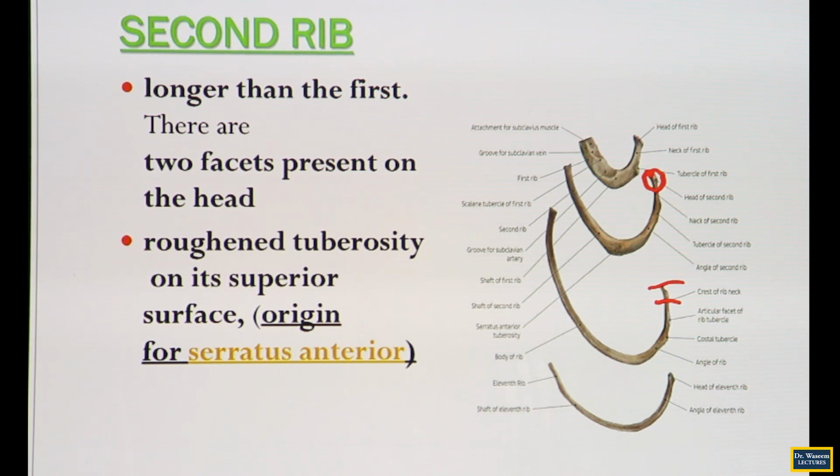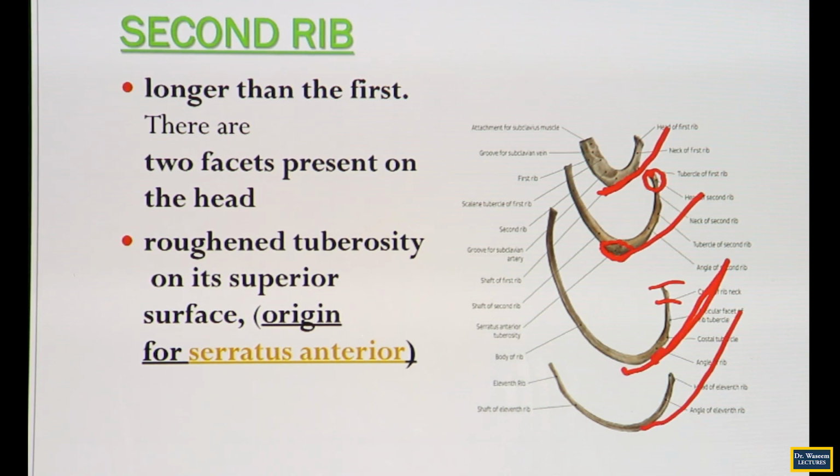Longer than the first rib, I have already told you that. Another very important landmark here is on its superior surface, there is one roughened tuberosity, this tuberosity. This is for the attachment of the serratus anterior muscle. This is important because all the ribs in fact will give attachment here to the serratus anterior.